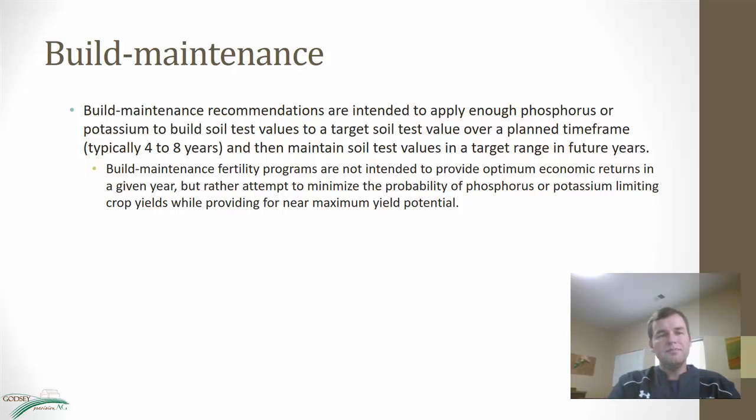The build and maintenance, or build and maintain, approach is where you're trying to apply enough phosphorus and potassium to build those soil test levels over a certain period of time to get them at or slightly above that critical level. For phosphorus, it's typically 20 to 30 parts per million. And for potassium, it's typically 130 to 150 parts per million that we target for those critical levels. Typical build time frames can vary from 4 to 8 years, depending on economics and soil type.